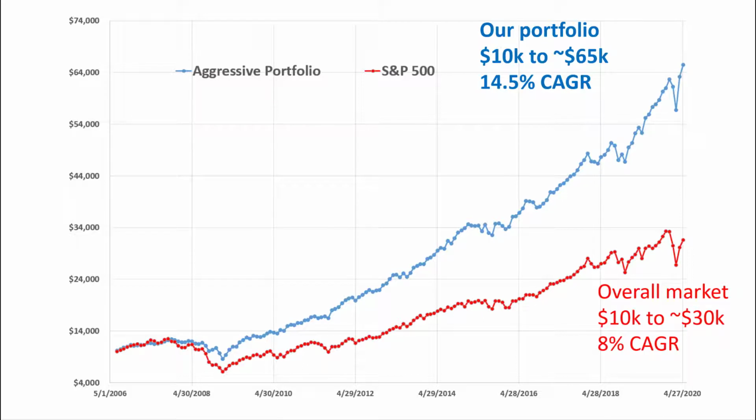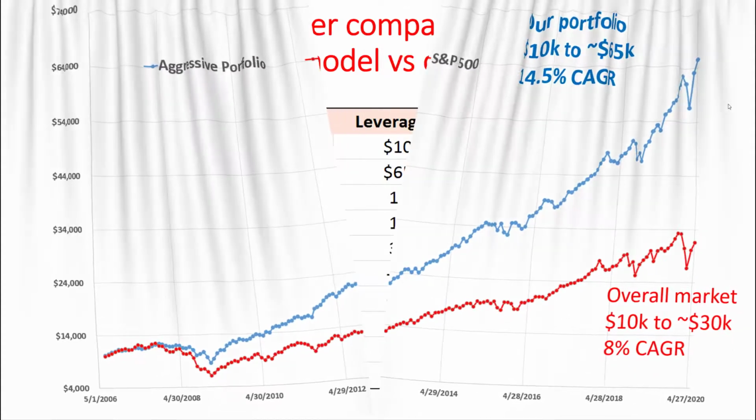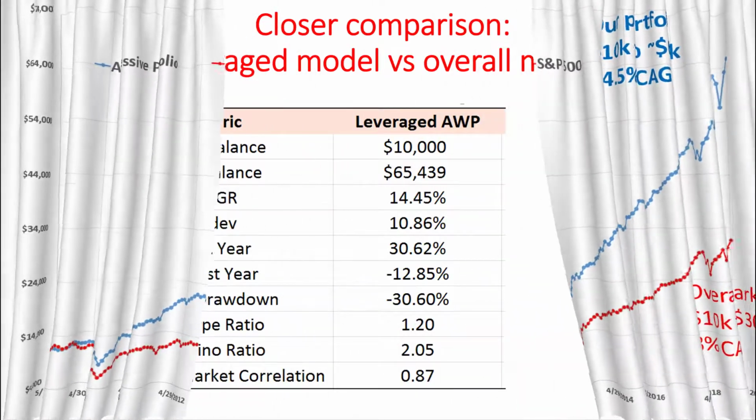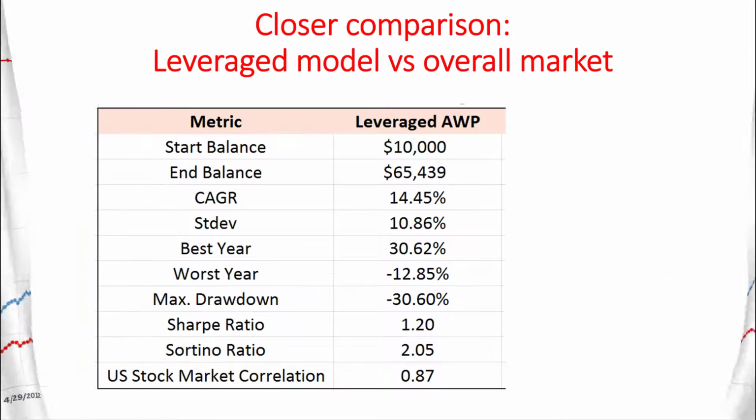As we will see next, thanks to the proper diversification and disciplined approach, the portfolio actually fluctuates less than the overall market despite the leverage used. The table below provides a more detailed look and compares the leveraged model versus the overall market, including the annual return, worst year performance, drawdown, and so on.